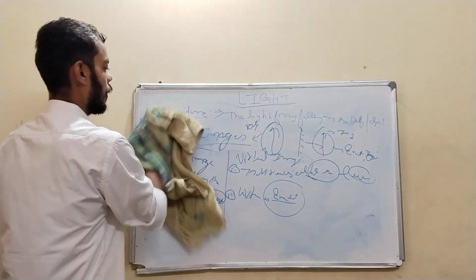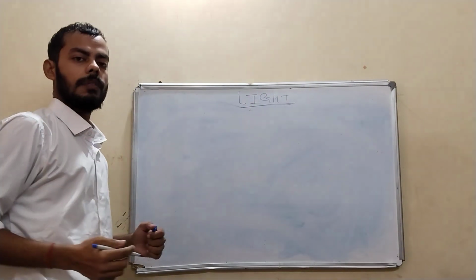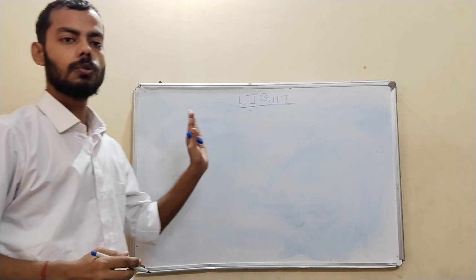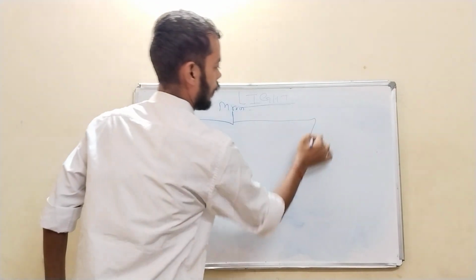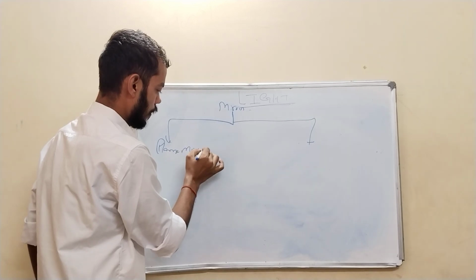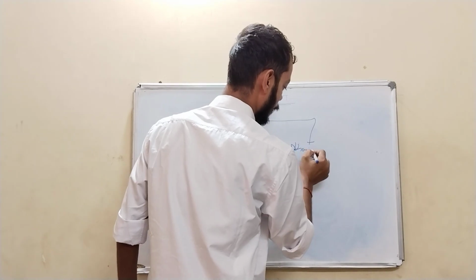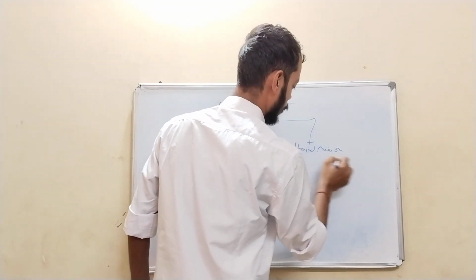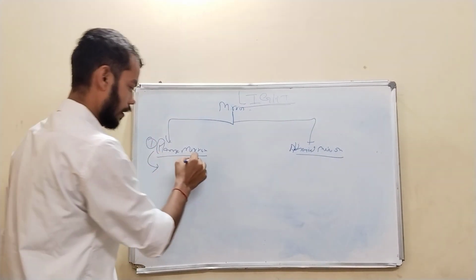Now let's move to the types of mirror. How many types of mirror do we actually have? If we talk in the large sense, we generally have two types of mirror. The first one is the plane mirror, and the second one is the spherical mirror. So let's talk about the plane mirror first.